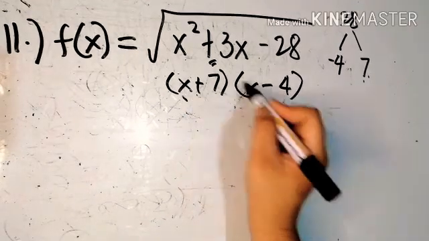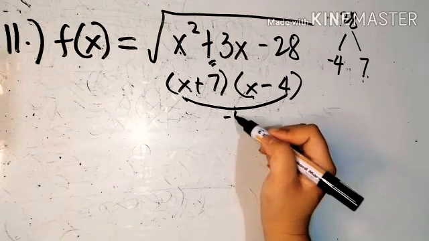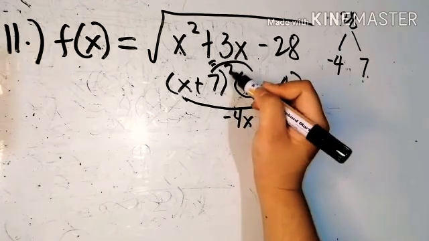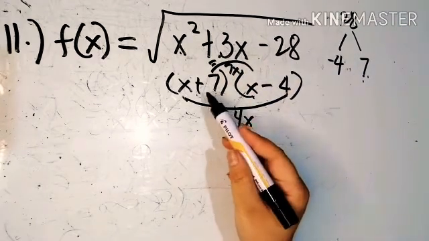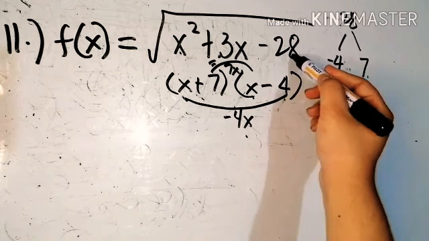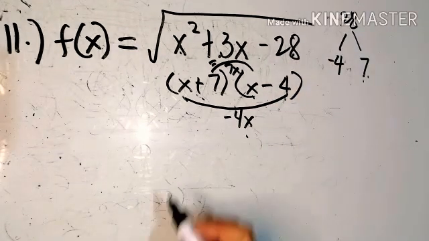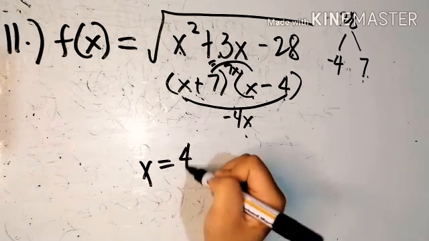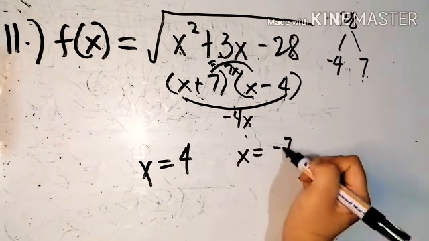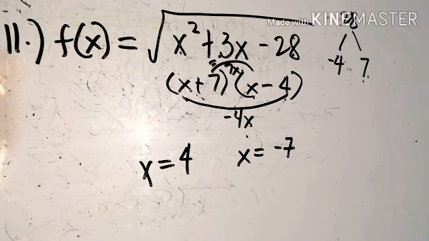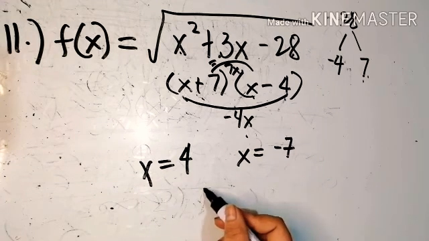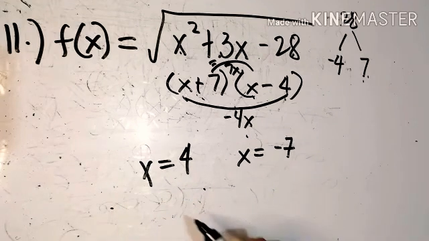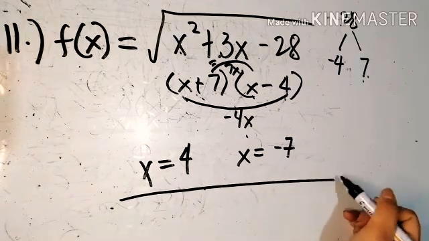Let us check. FOIL method, first x squared, outer by outer, negative 4x, inner by inner, 7x. So, 7x plus negative 4x, that is positive 3x. Then, 7 times negative 4, that is negative 28. Therefore, x is equal to 4 and x is equal to negative 7. So, anong gawin natin sa dalawang value na yan? Let us plot it into number line. Paano natin siya ipa-plot?